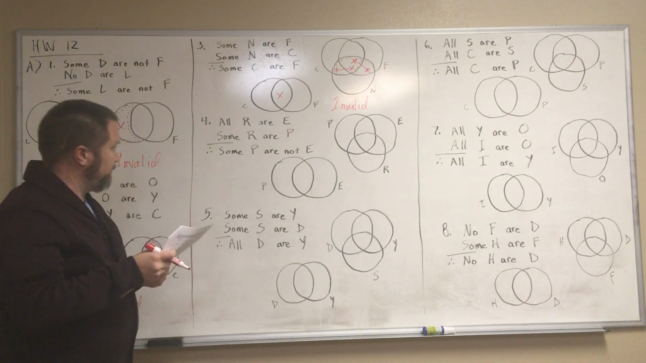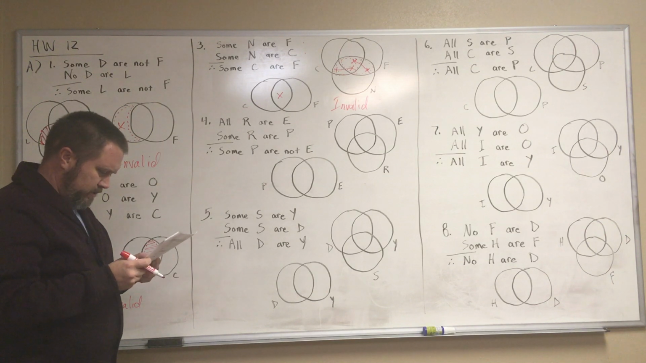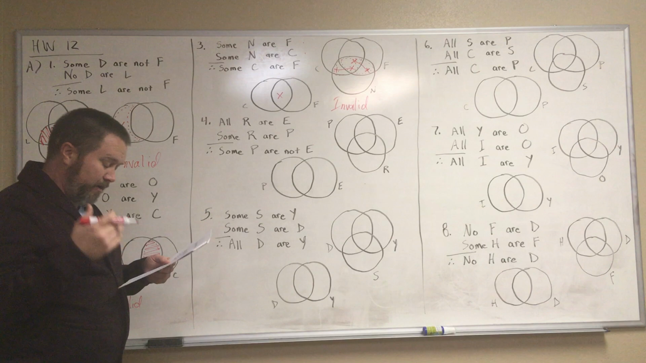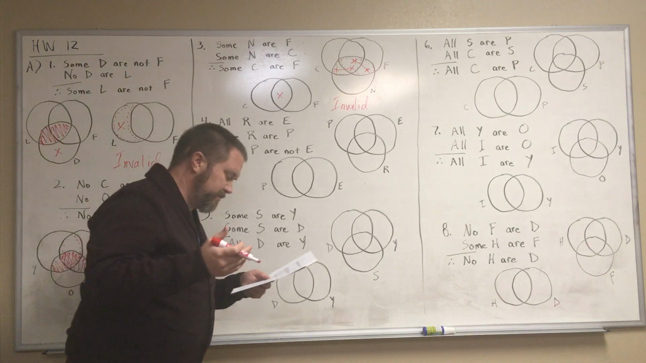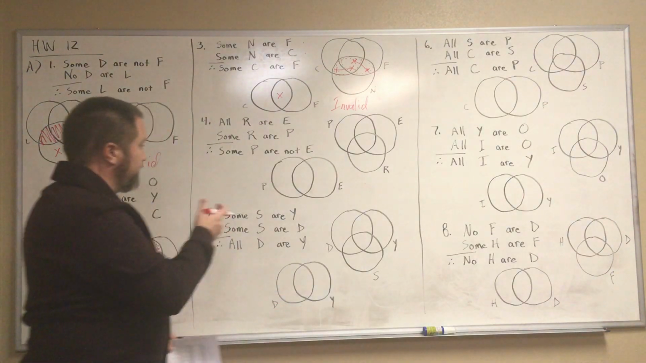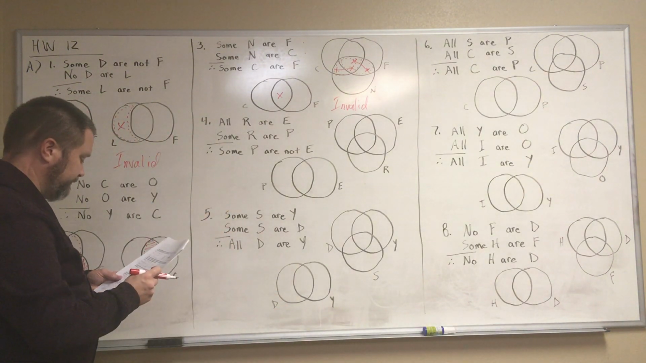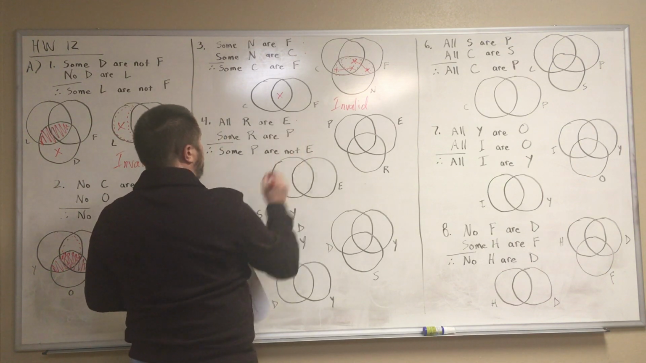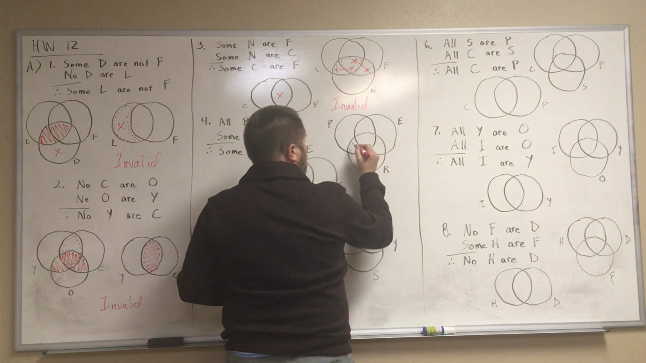Okay, next one, number 4. Because is a premise indicator and is a premise indicator. So some politicians are not egoists. The first sentence, that's your conclusion. Let's go ahead. Start with the universal. All R are E.